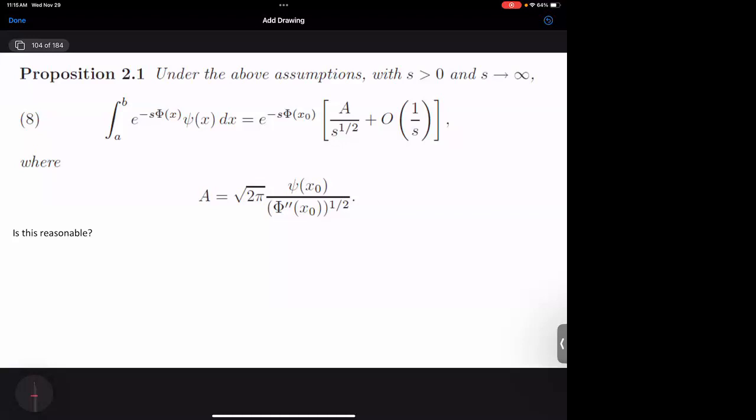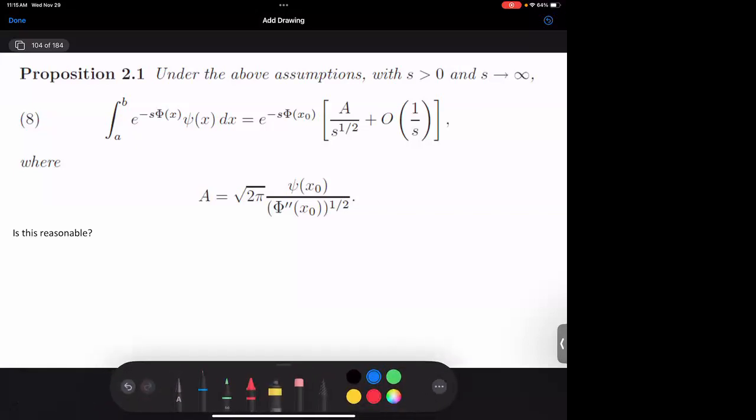The square root of 2 pi, by now, what does this make you think of? Gaussian. There really is a Gaussian going on here. So is this reasonable? Let's take a really nice function. Let's assume the following. Let phi of x be phi of x naught plus 1/2 phi double prime of x naught, x minus x naught squared. Is that a reasonable choice?